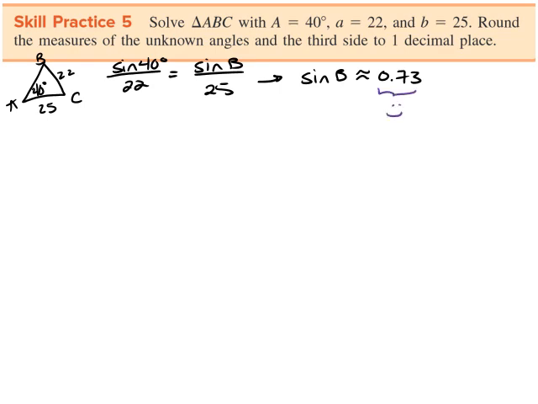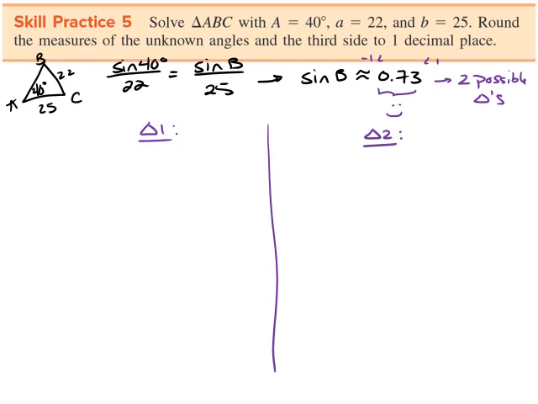This is smiley face, which is in between 1 and -1. This tells us that there are two possible triangles. So, because there are two possible triangles, what I'm going to do is I'm going to split my paper and find out information about triangle 1 and triangle 2.